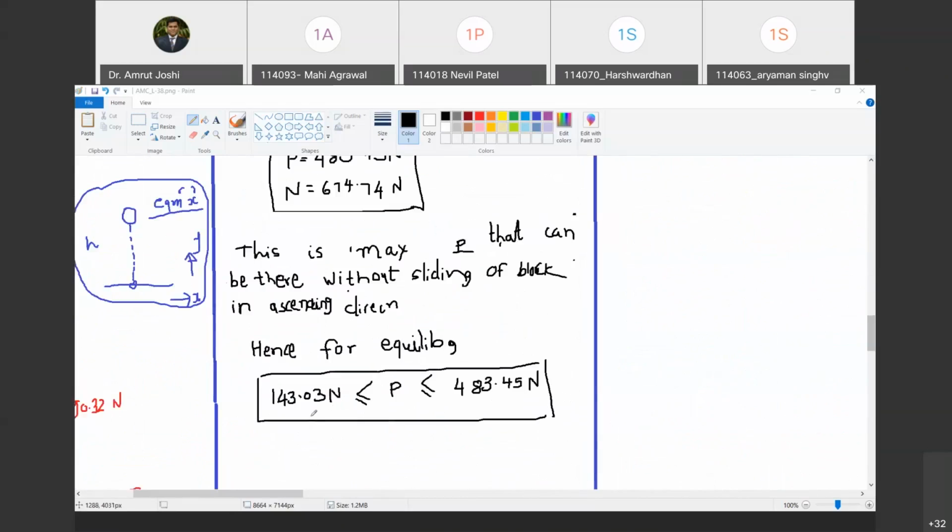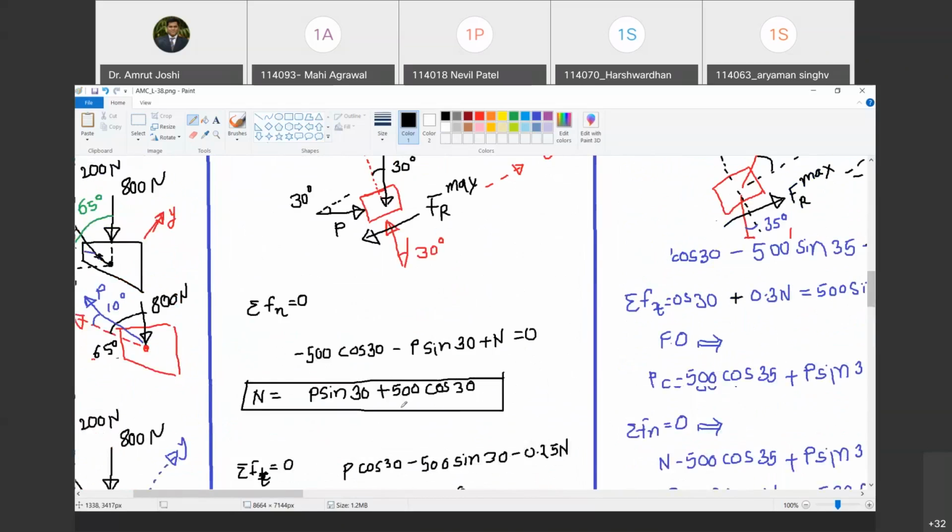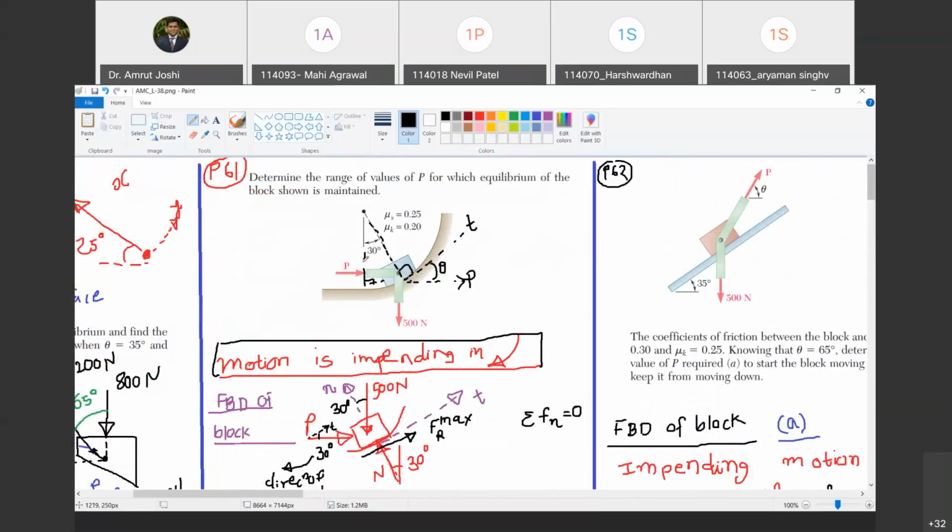P should lie anywhere between 143.03 Newton and 483.45 Newton, and the block can stay in equilibrium. Are you with me? Yes, sir. Happy? Have you understood this problem? Yes, sir. Exact same concept is there in the second problem.